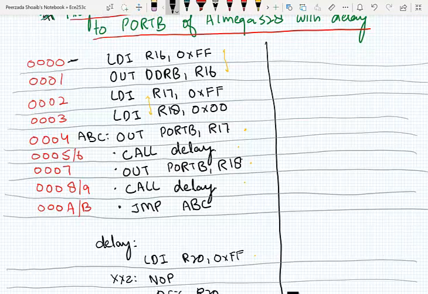The first instruction at 0000, you should remember that these addresses point to the words, that means 2 bytes. So the first instruction will be stored at memory location 0000, next at 1, 2, and then at 3. Then the next call will be saved at memory location 5 and 6, then 7, then 8 and 9, the next call. And then the last instruction, that is jump, will be saved at A and B memory location.